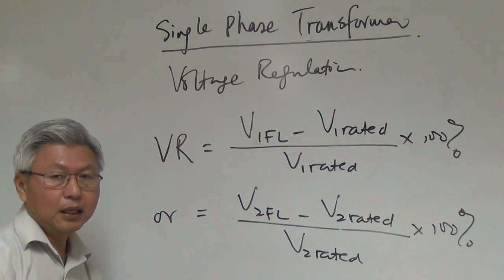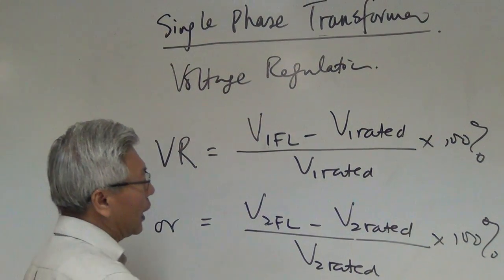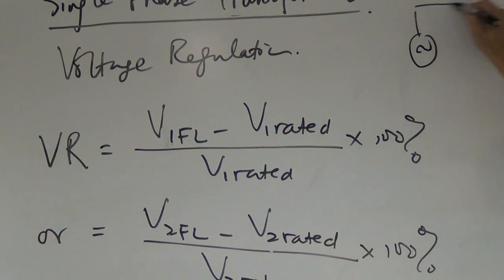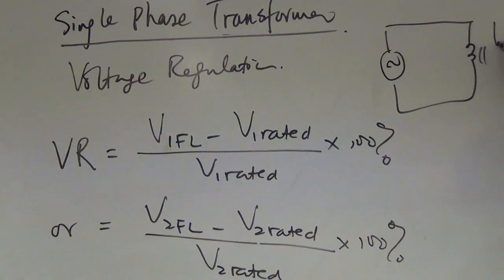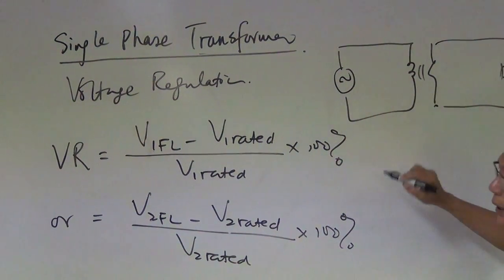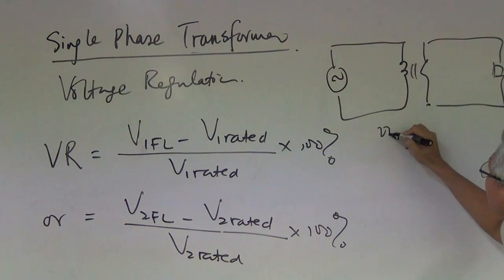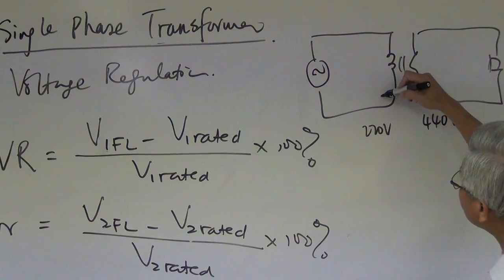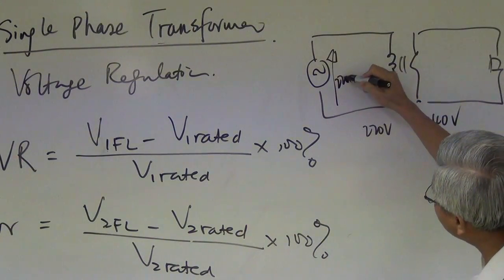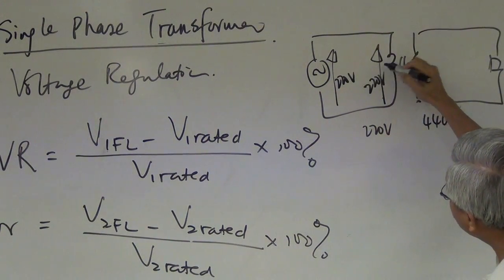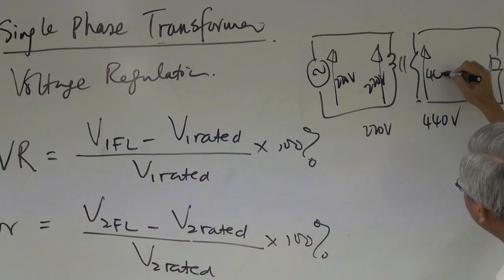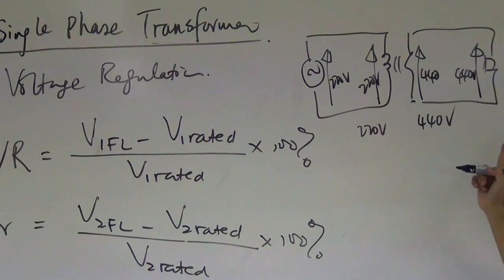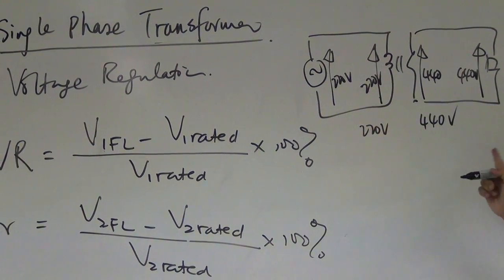Now what's the meaning? If you recall our transformer, this is an ideal transformer, right? If I say this is a 220 volt to 440 volt transformer, that means if I supply 220 volt here, the voltage here becomes 440. So that is the ideal situation. But a practical transformer is unlikely to be like that.